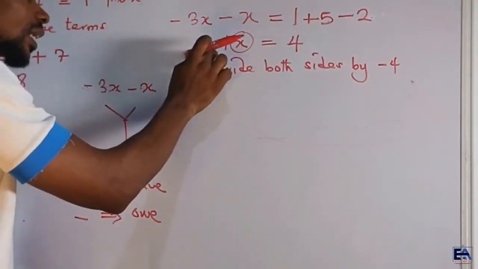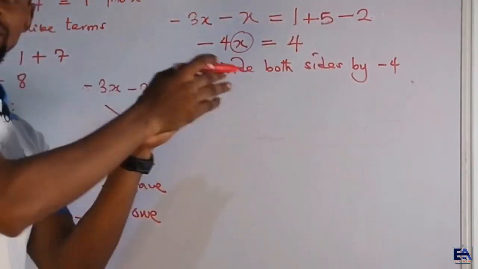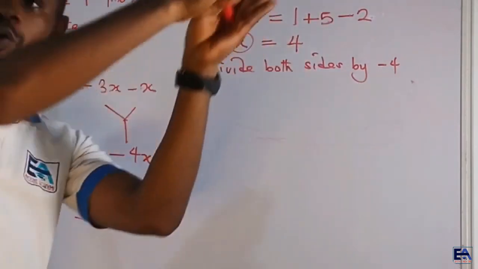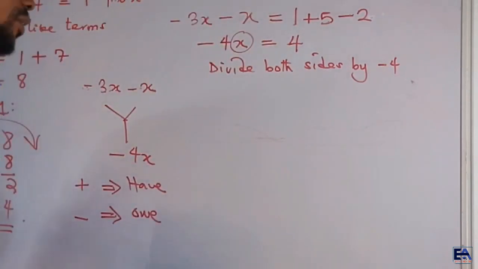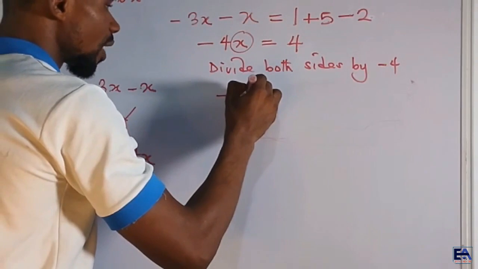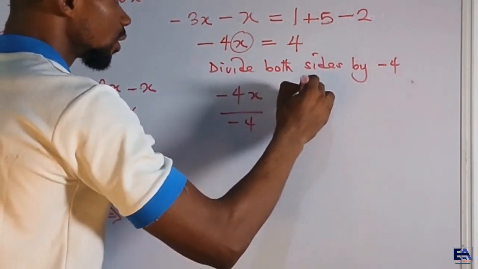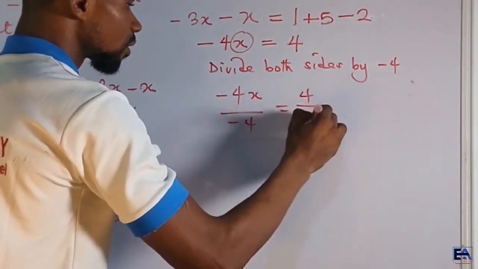I want to send this minus 4 to the other side. I'm trying to keep x alone and then send minus 4 to the other side. So what do I do? I will divide both sides by minus 4. So I will have minus 4x divided by minus 4 is equal to 4 divided by minus 4.